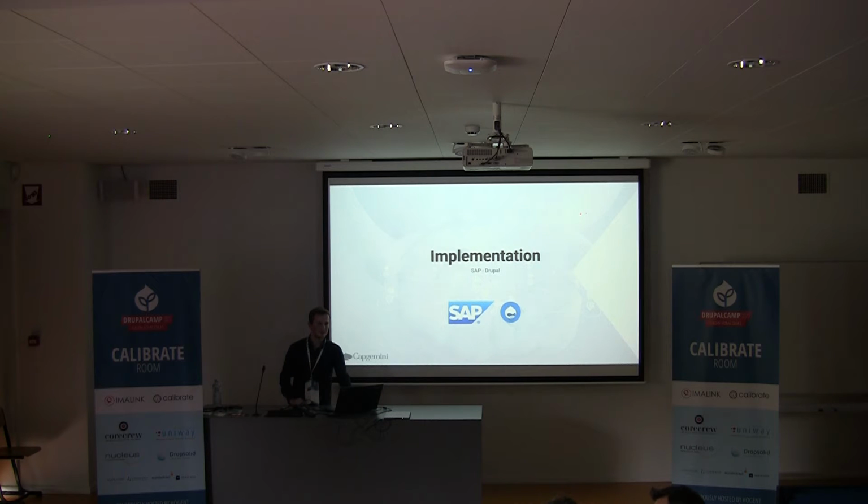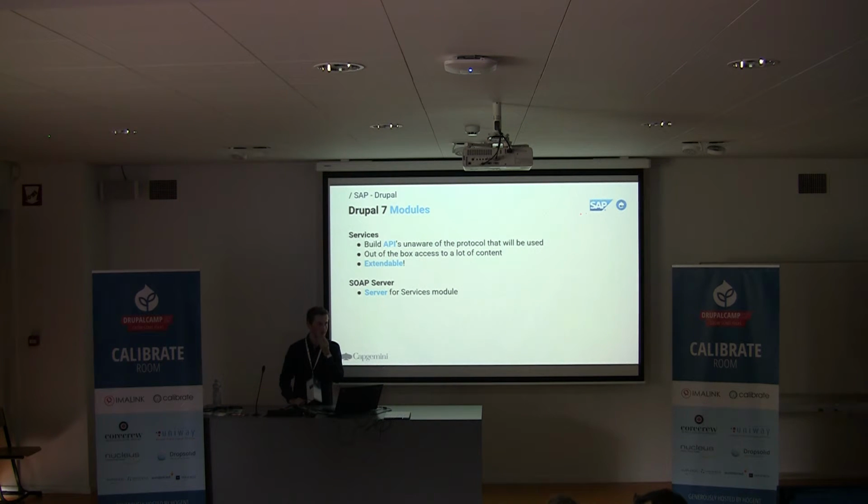How did we do it? Again, we don't need any custom code for setting this up, and we just need some custom code to add extra functions if we want to. So we use the services module. Probably everyone knows this module. It's a way to build APIs unaware of the protocol that will be used. So we use SOAP, but if we add a REST server, we can use the same functions over REST. Out of the box, it also provides a lot of ways to access nodes, taxonomy terms, stuff like that. And it's extendable. We can add our own functions to it with one simple hook.